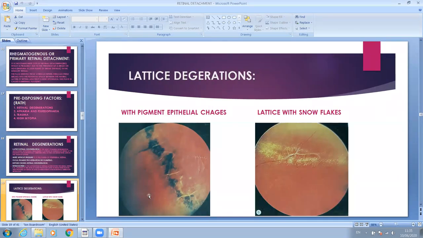Look at this picture. You can see the blood vessels around, and there is whitening. These are called snowflakes, small whitish areas present around the blood vessel. This is one type of lattice degeneration. This time there is pigment clumping over this, and crisscrossing lines, and this is the area of thinning of the retina in lattice degeneration.